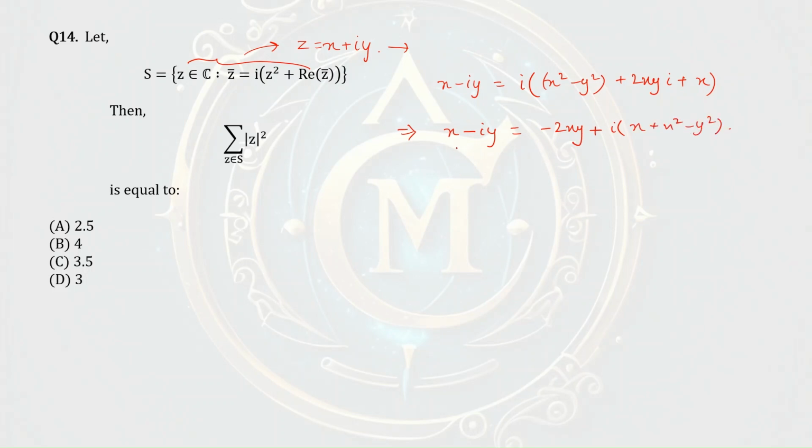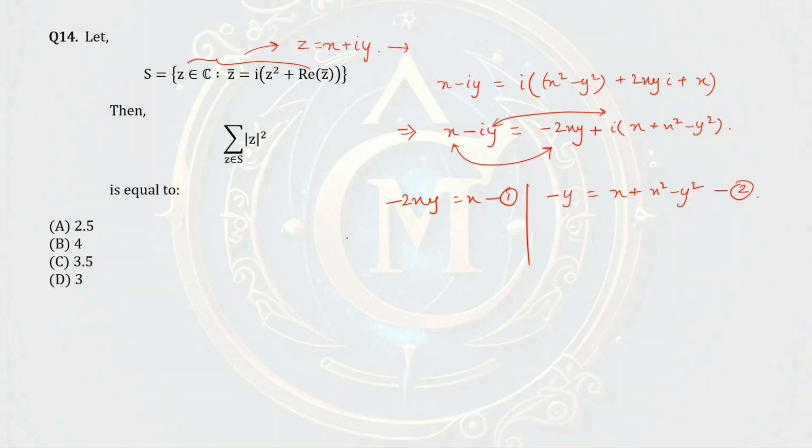Now we can simply equate the real part of LHS with the real part of RHS and the imaginary part of the LHS with the imaginary part of RHS. So this becomes minus 2xy equal to x. It is our equation 1. And similarly minus y is equal to x plus x square minus y square. This is our equation 2.